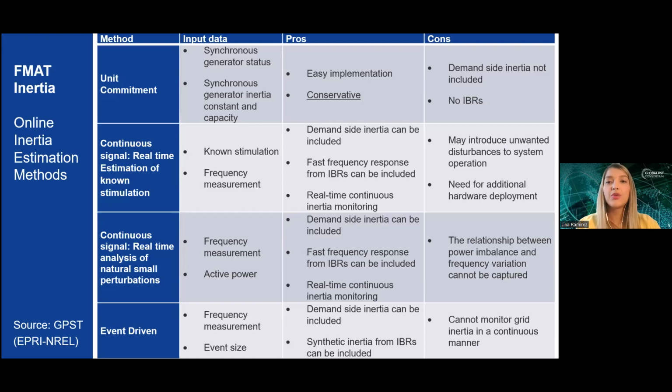Here we can see that every method has some pros and some cons, and we start to see that having a combination of them in the control room will help to define the inertia in the system in a better way. For unit commitment, it is really easy to implement, but we have some trade-offs. For example, we cannot track demand-side inertia or IBRs with that approach.